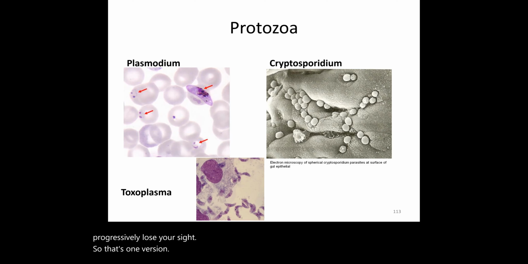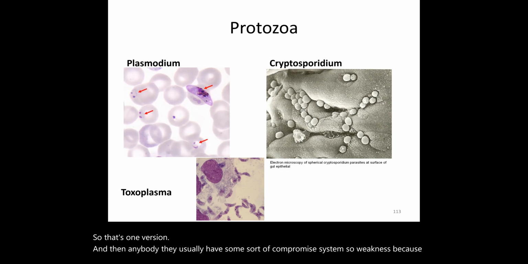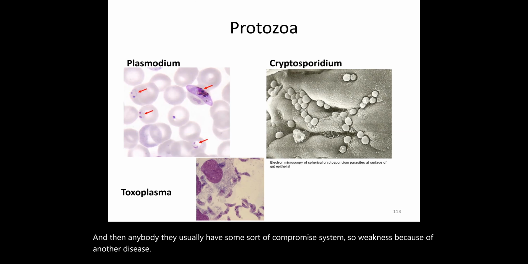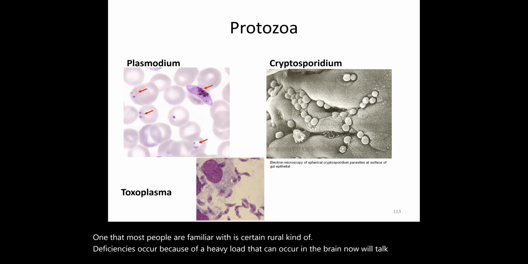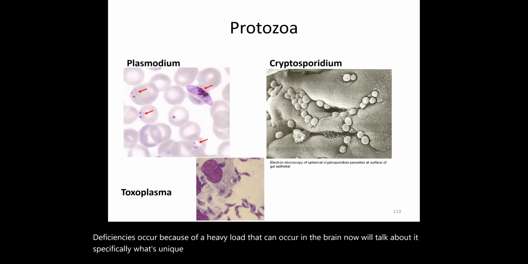And then anybody that usually has some sort of immunocompromised system, so weakness because of another disease, they can become very immunosuppressed and kind of can relapse into toxoplasmosis. And probably the one that most people are familiar with is certain neural kind of deficiencies occur because of a heavy load that can occur in the brain. Now we'll talk about specifically what's unique about toxoplasmosis once we deal with the lab portion behind that.